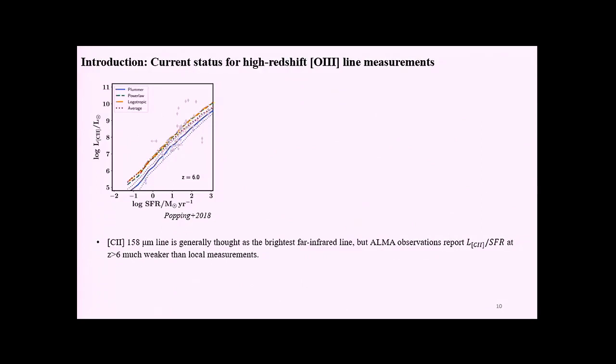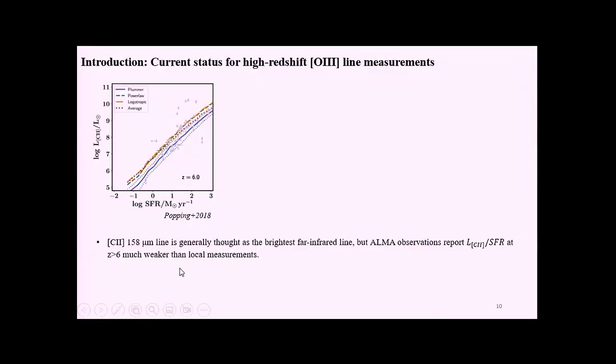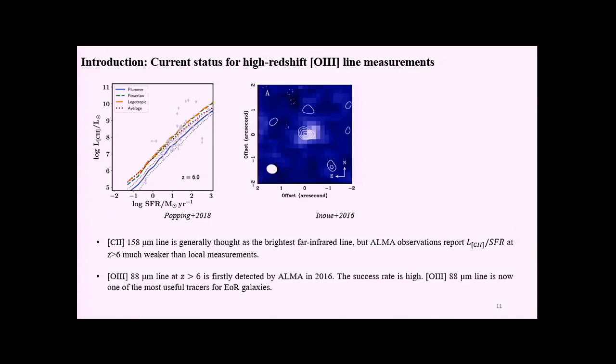So I want to start with the O3 line. As we have mentioned before, the C2 158 micron line is observed to be the brightest line, at least in the local universe. So it's natural for people to pursue this line at higher redshift. Although astronomers managed to do multiple follow-up C2 line measurements with ALMA, the detection success rate is pretty low. And the C2 luminosity versus star formation rate ratio at redshift higher than 6 seems to be much weaker than the local measurement.